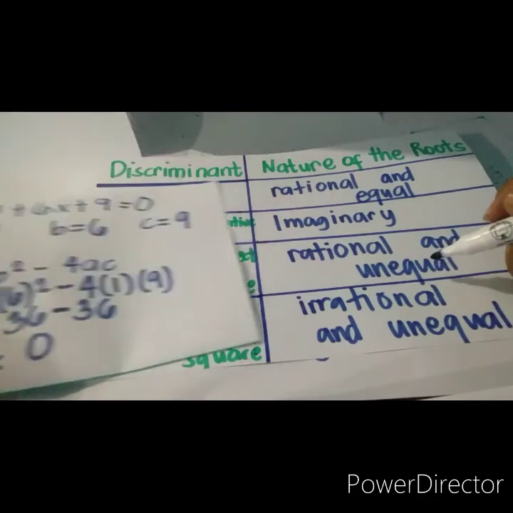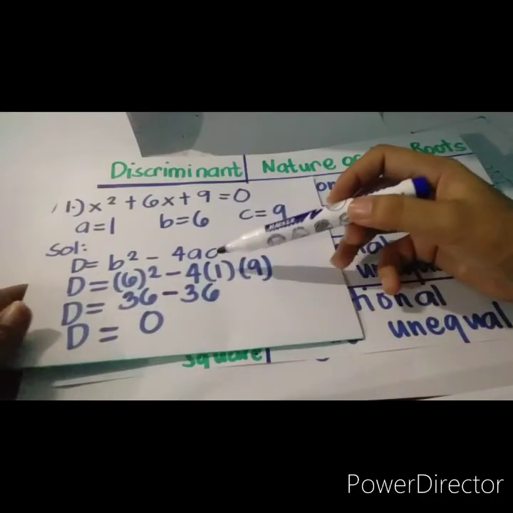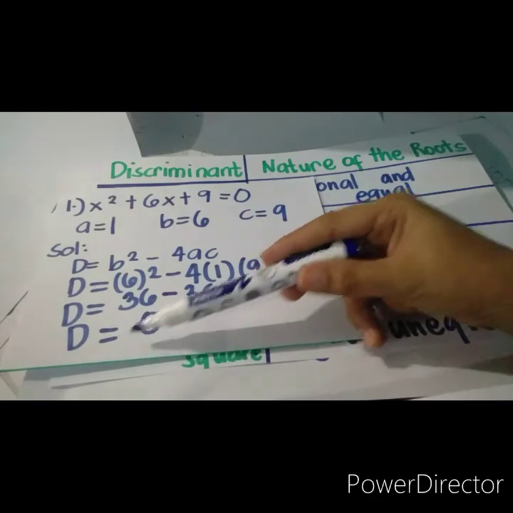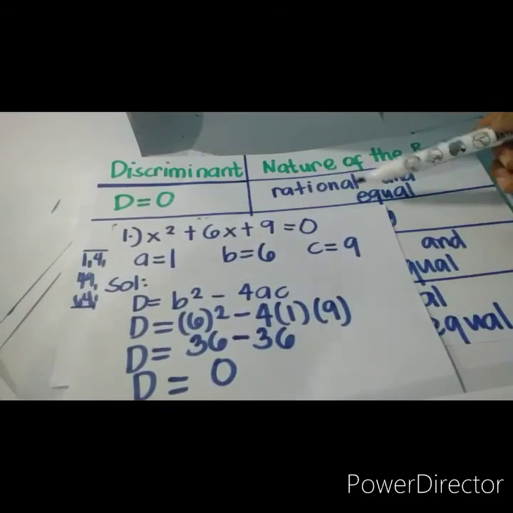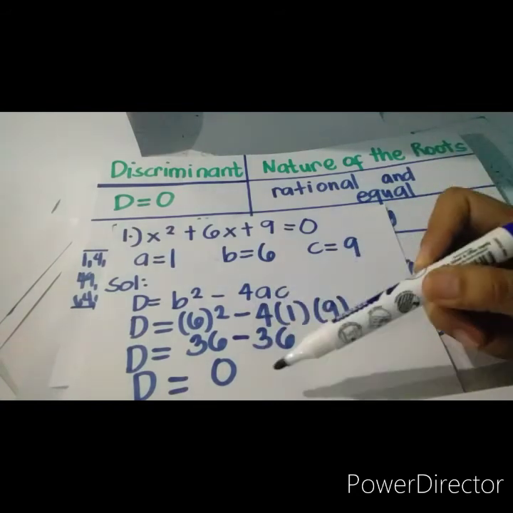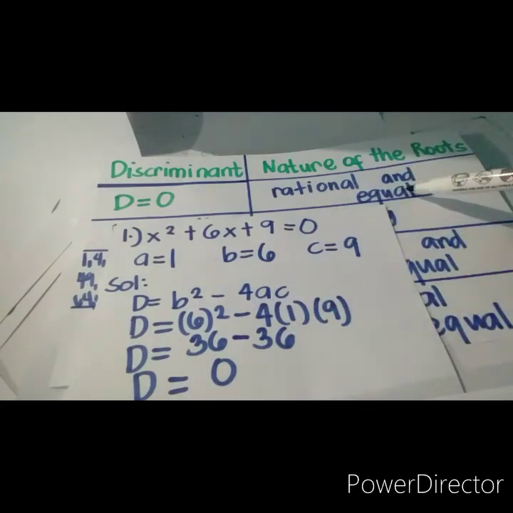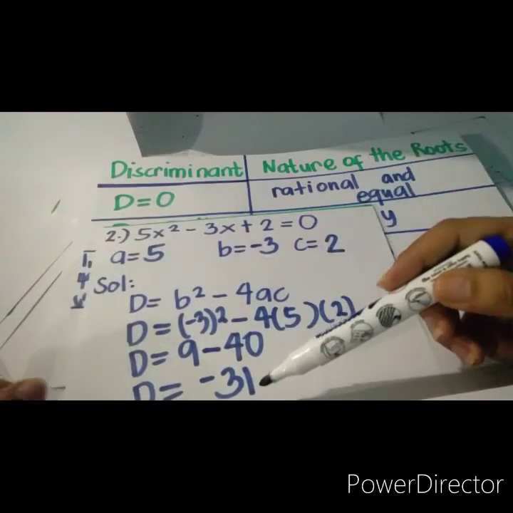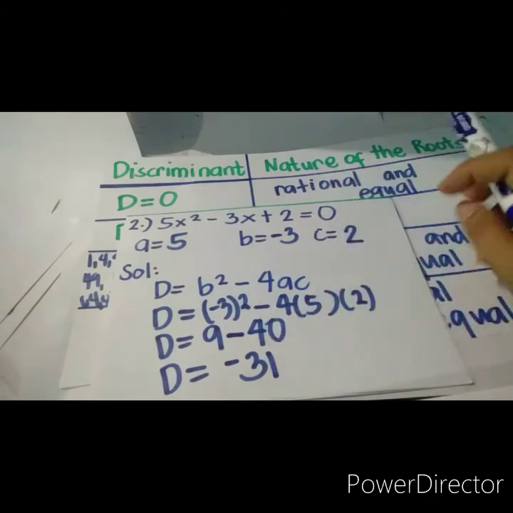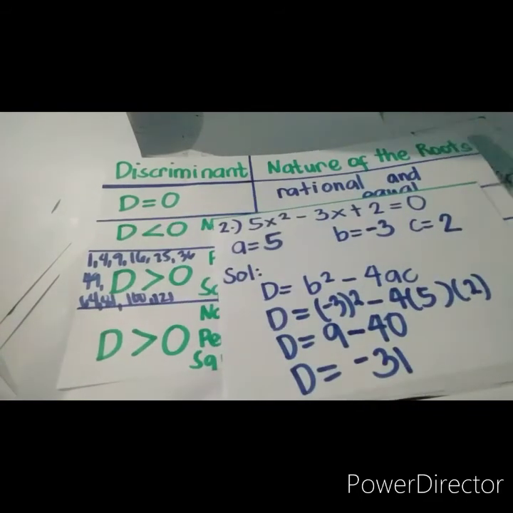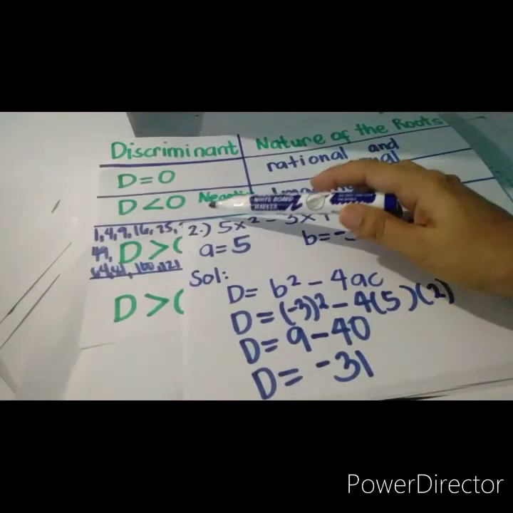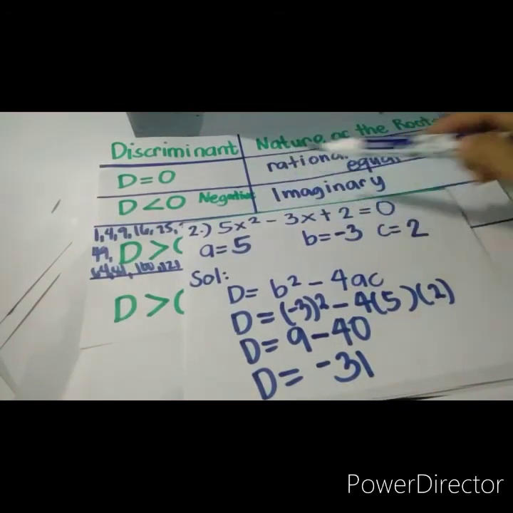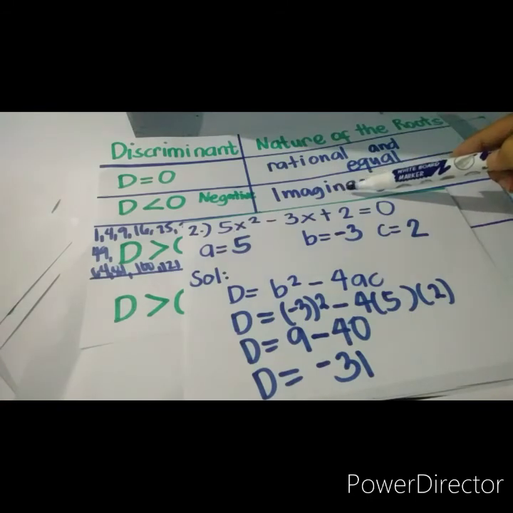Okay, let's go back to our answers earlier. In number 1, look, what is the discriminant? D is equal to 0. So when D is equal to 0, therefore, the nature of the roots here is rational and equal. Next, in number 2, what was our answer? That is negative 31. So what is the nature of the roots when negative? That is imaginary. If D is less than 0 or negative, then the roots are imaginary.